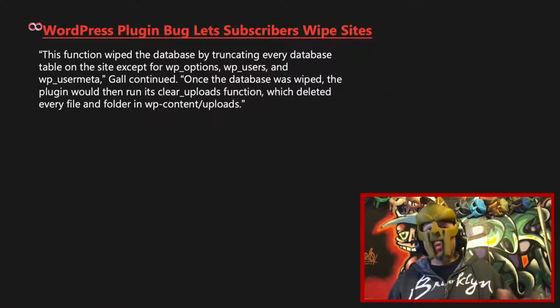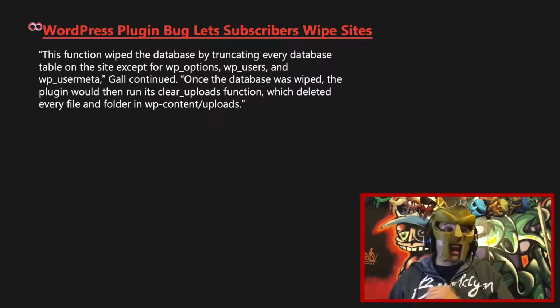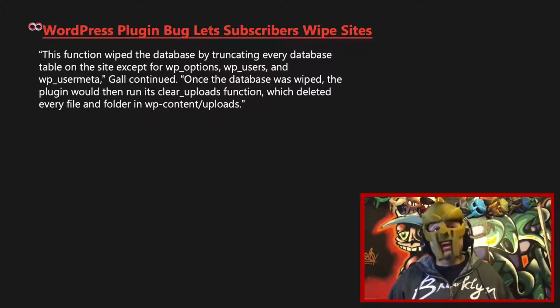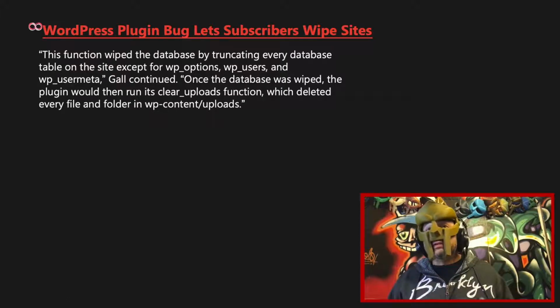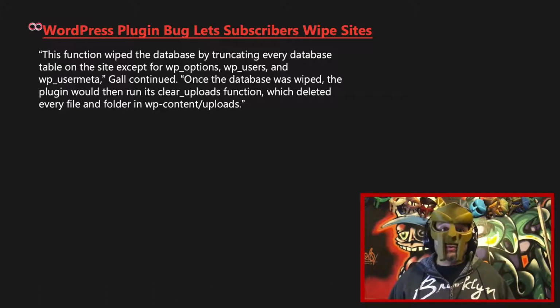This function wiped the database by truncating every database table on the site except WP options, WP users, and WP user meta, Gall continued. Once the database was wiped, the plugin would then run its clear uploads function, which deleted every file and folder in the WP content uploads folder.